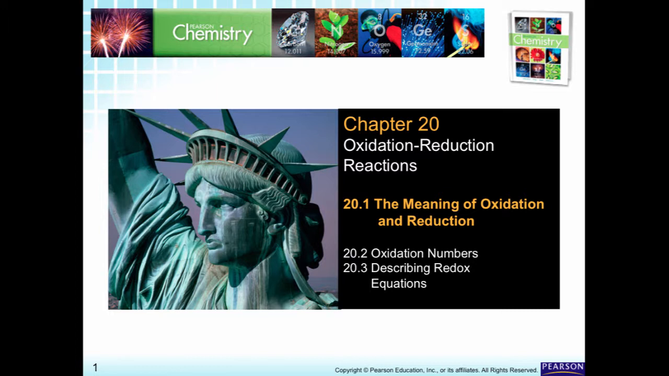And rust was the big thing that happened, that people started calling things oxidation because you were adding oxygen to something. You were putting it in, so oxidation, you were adding oxygen to it. So we called it oxidation. Does anybody know why the Statue of Liberty is in the beginning of this chapter?